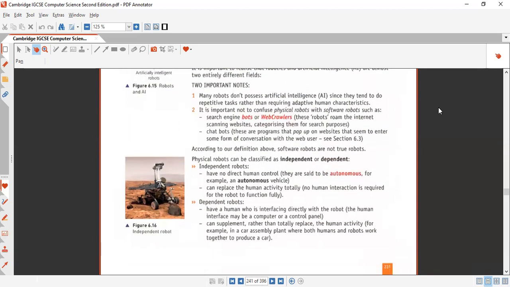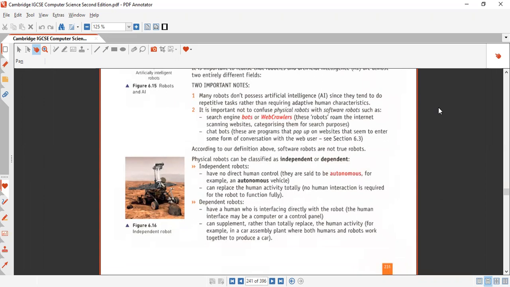Now, what do we mean by independent robots? Independent robots are basically the type of robots that are not dependent on a human. They can perform a task on their own, obviously based on the intelligence that is provided to them by humans. According to that intelligence, they can sense the surroundings and perform a particular task according to their own will.